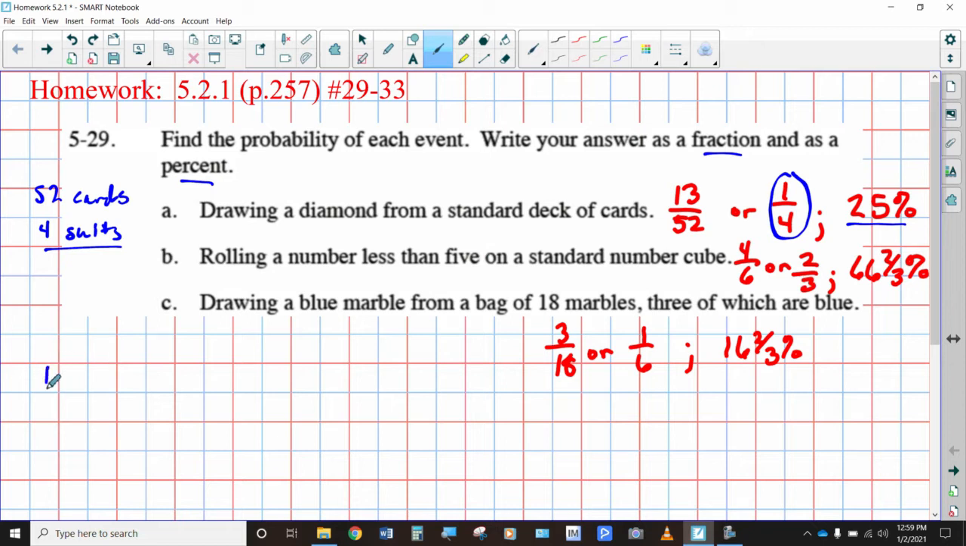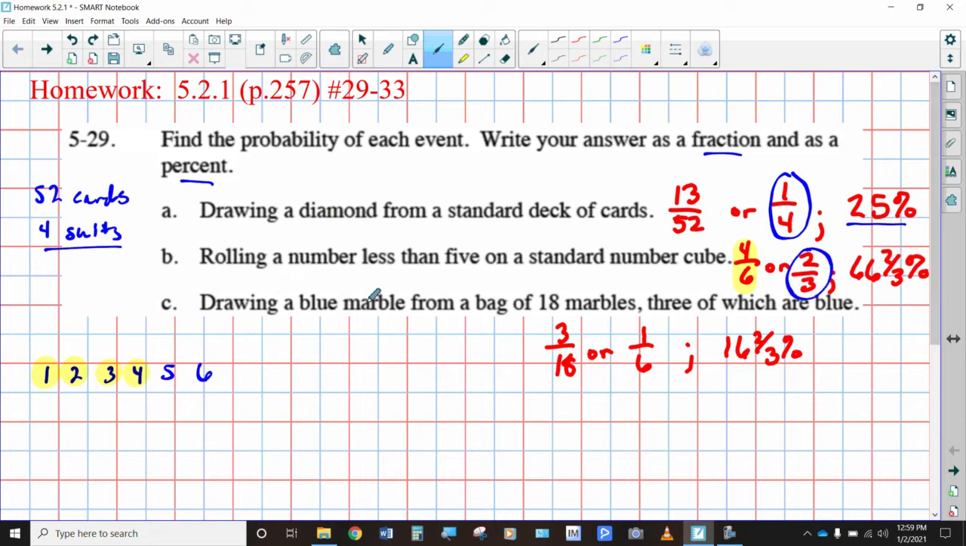All right, so remember, the standard number cube, otherwise known as dice, would have either a 1, a 2, a 3, a 4, a 5, or a 6. And so if you were going to roll a number less than 5, then that would be the 4, the 3, the 2, and the 1, which represents 4 out of the 6 possible outcomes you can get when you roll a die. 4 out of 6 would be the fraction of the probability, but then you simplify that down to 2/3, which is the same as 66 2/3%.